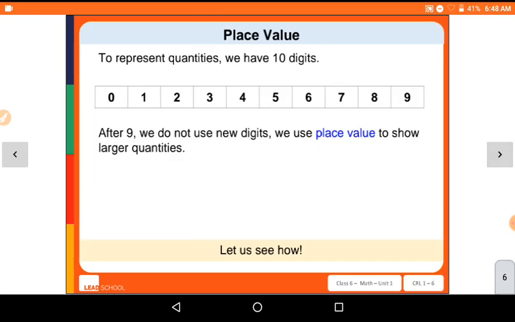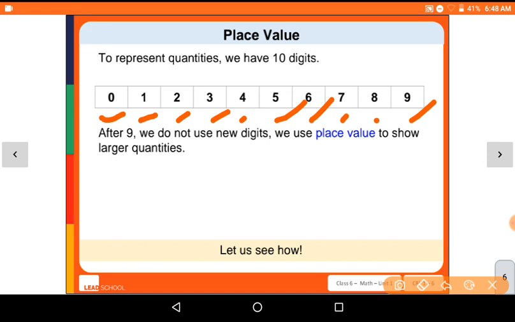So the second thing is, to represent quantity we have 10 digits: 0, 1, 2, 3, 4, 5, 6, 7, 8 and 9. So after 9 we do not use a new digit. 9 digit के बाद हम किसी भी digit का use नहीं कर सकते, because it's a combination of 0 and 9 whenever we require that. So up to 9 we can use digits.